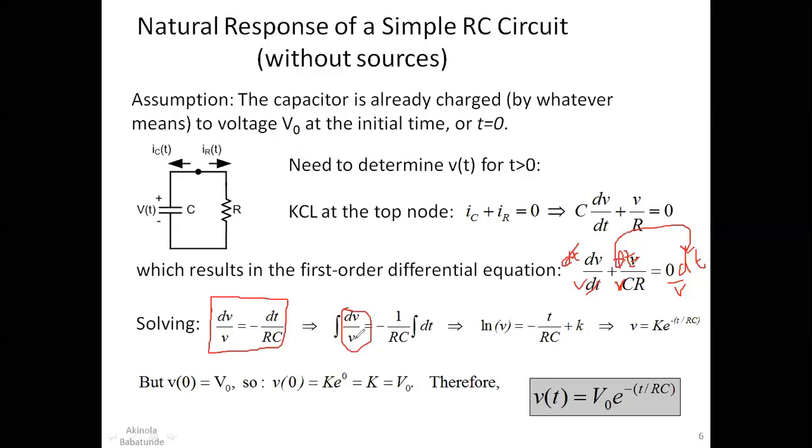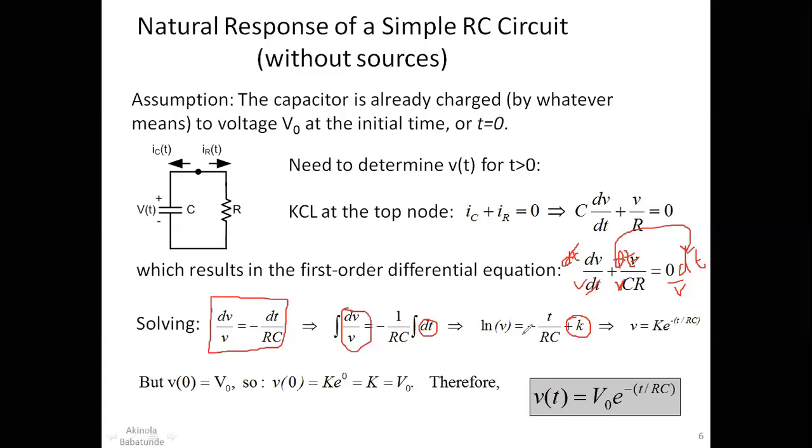If you can, brush up your integration skills. So you have ln V here equal to minus T over RC. If you integrate the dT, it's like integrating 1 dT, it will just be T. So that gives you just T here over RC. And whenever we integrate, we always add a constant value here. So you have ln V equal to minus T over RC plus that constant value K.